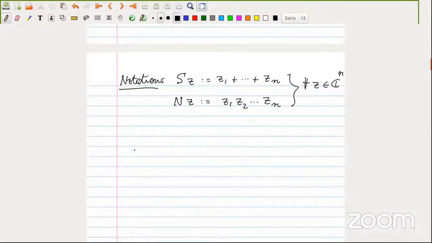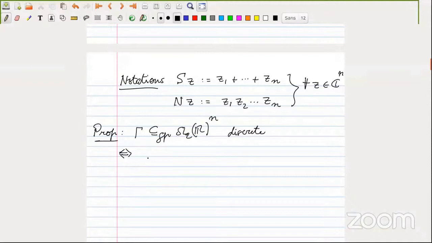Okay, so the first thing which we try to see is to look at the possible discrete subgroups of SL2R^N. Suppose I have gamma a subgroup of SL2R to the N. Then this is discrete, as in the case when N is equal to 1, if and only if the action of gamma on this, H^N, is discontinuous.